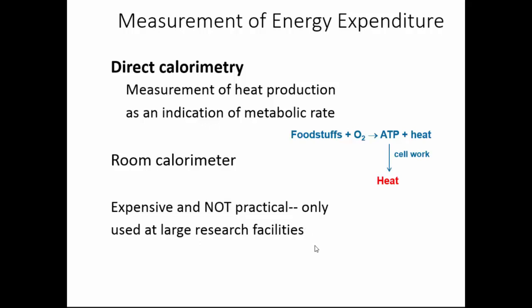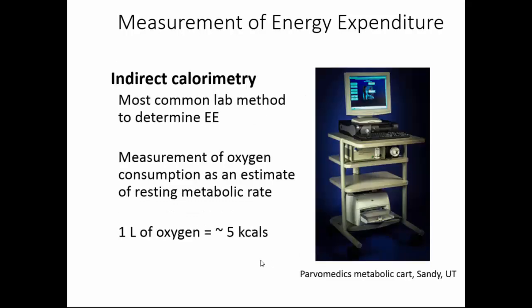But the way we do it in most cases, in most labs, is through what's called indirect calorimetry. That's how we measure energy expenditure: the measurement of oxygen consumption as an estimate of metabolic rate. We know that there's a relationship between the amount of oxygen that your body consumes and the number of calories that are expended. That's why it's called an indirect method. We do it indirectly, not by the heat that's given off or produced, but by the amount of oxygen that's consumed.